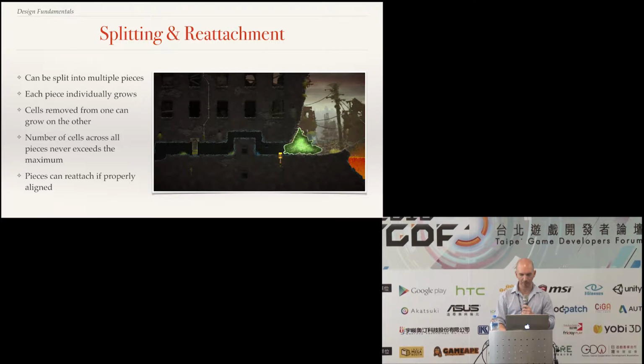Of course, one of the most important parts is that the mushroom can be split into multiple pieces, and each one of those pieces can grow individually. Cells that are removed from one piece can grow into the other, and the only limitation is that the number of cells across all the pieces never exceeds the maximum, which is, by the way, 132. Pieces can reattach if properly aligned, and we'll talk about that later.